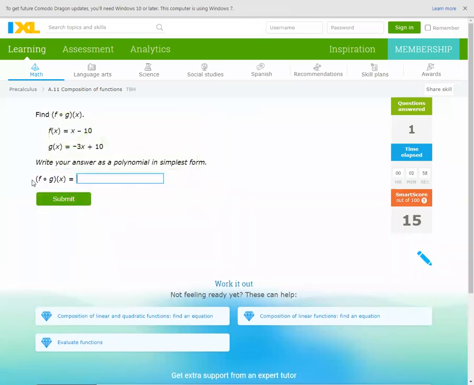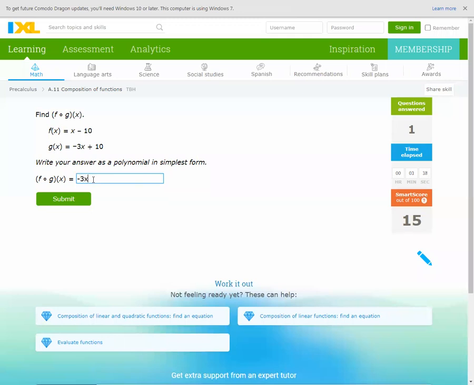Wow, you got it. Second problem, we have two functions. F of x equals x minus 10. And the second one is g of x equals negative 3x plus 10. I want to get f circle g. So I have to take g and put it in f. I mean, I have to take negative 3x plus 10 and put it here instead of x.